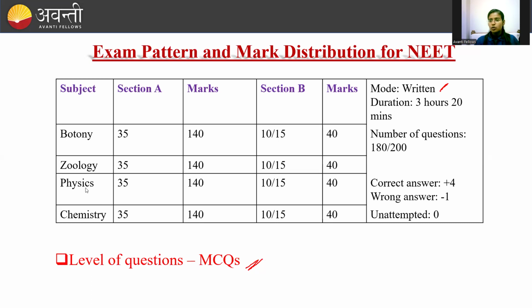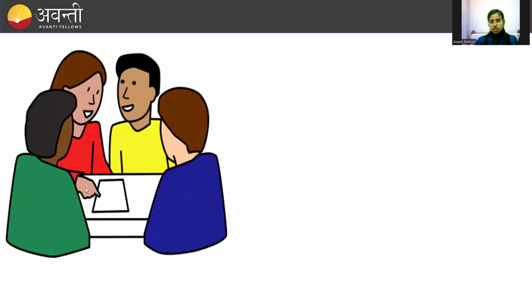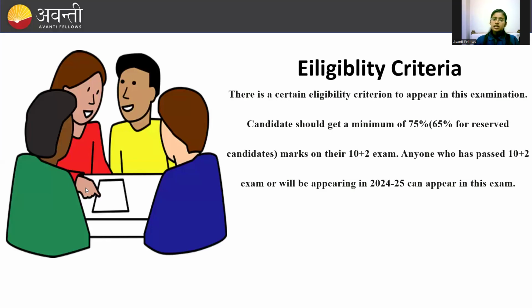Yes. Okay. Great. So coming to the next part, which is about the eligibility criteria. There is a certain eligibility criteria to appear in these examinations. You should have at least 75%, a minimum of 75%, 65% for reserved candidates, marks based on your +2 exam. And anyone who has passed the 10+2 exam will be appearing for NEET or JEE.